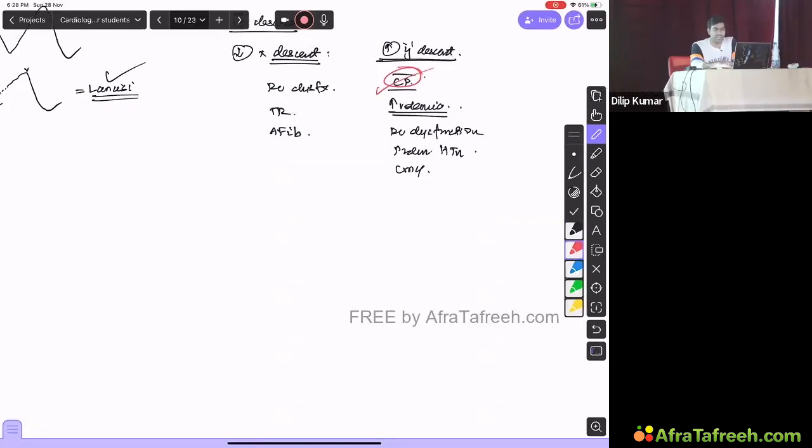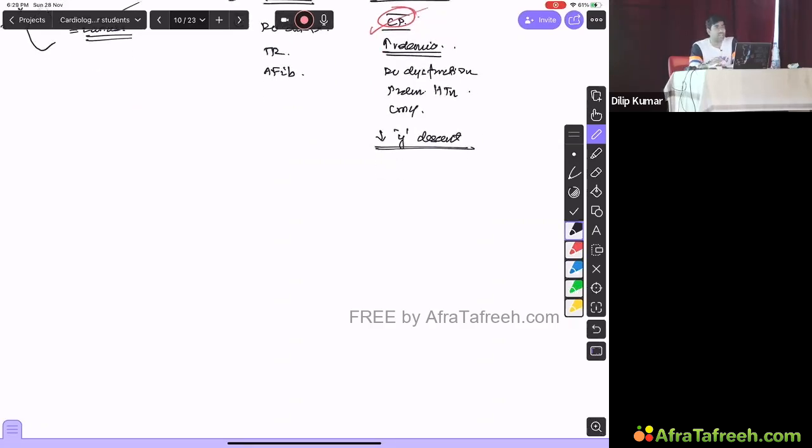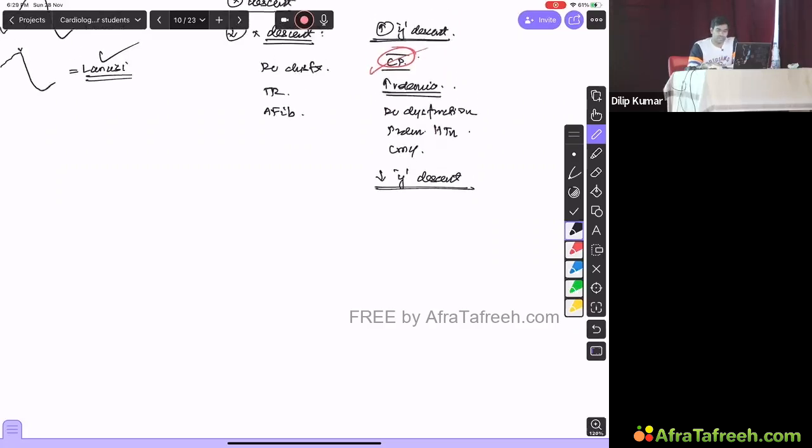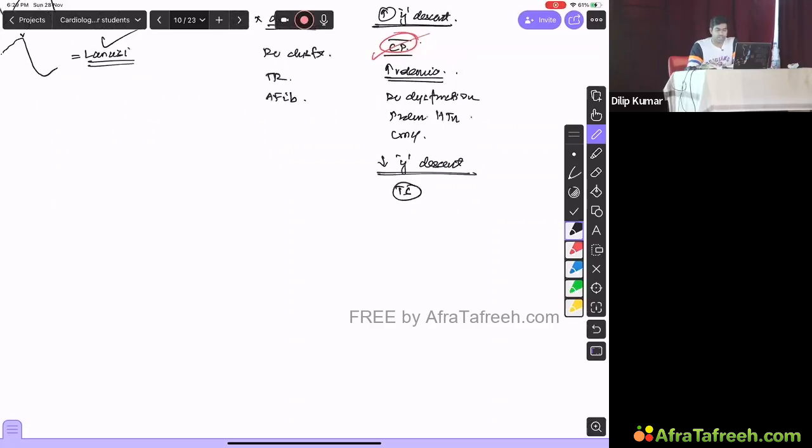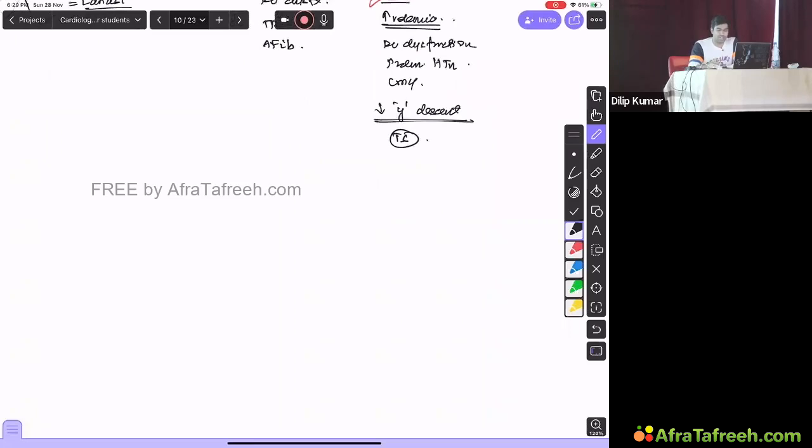Now, where you will have a diminished Y descent. What are the conditions where you have a diminished Y descent? One is tricuspid stenosis, because Y descent is because of ventricular filling. In tricuspid stenosis, you will not get adequate ventricular filling, so Y descent will be restricted. Number two is cardiac tamponade.